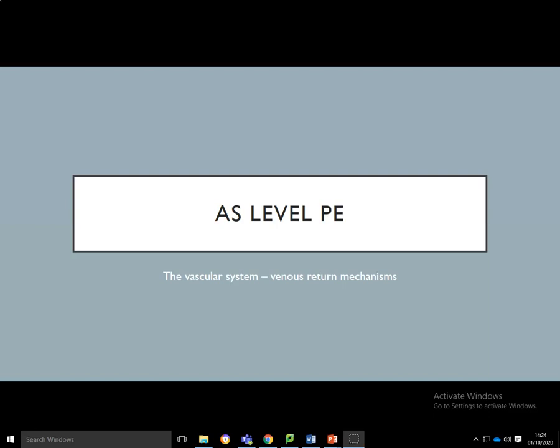Today's screencast we are going to be looking at mechanisms of venous return. Okay, so it's the vascular system. The vascular system is made up of the blood vessels and the blood. We need to be aware of the mechanisms of venous return. Hopefully now we are getting a grasp of what venous return is, which is the return of the blood to the heart through the veins back into that right atrium.